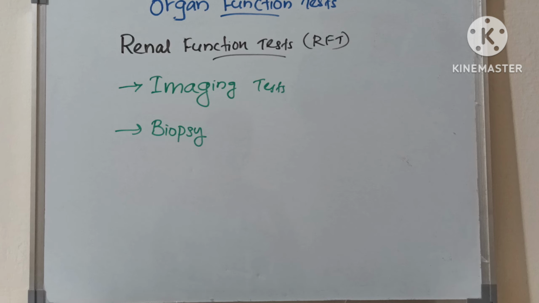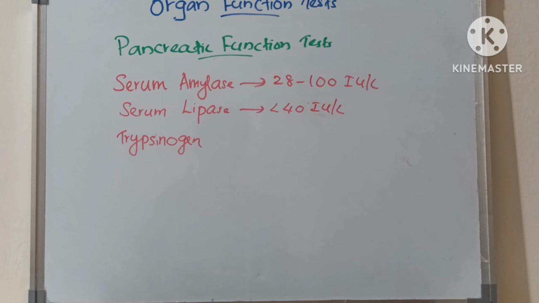Next we will see pancreatic function test. Here various enzymes are estimated to diagnose pancreatic disease like serum amylase, which is about 28 to 100 IU per liter, serum lipase less than 40 IU per liter, then trypsinogen. Other tests for pancreatic function include fecal tests, radiological studies, etc. So that is about pancreatic function test.